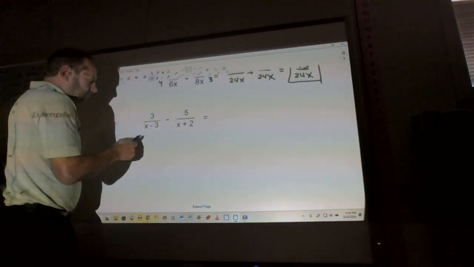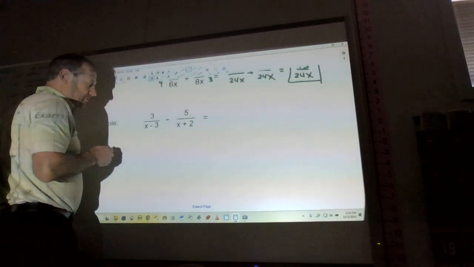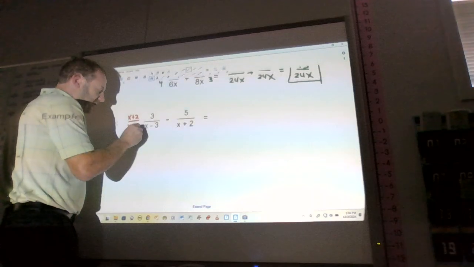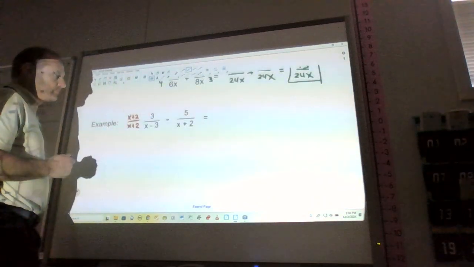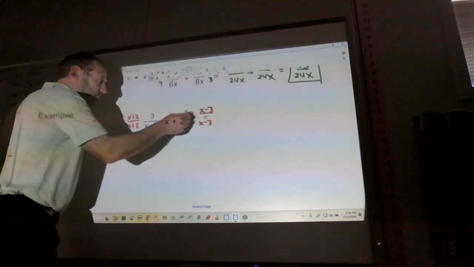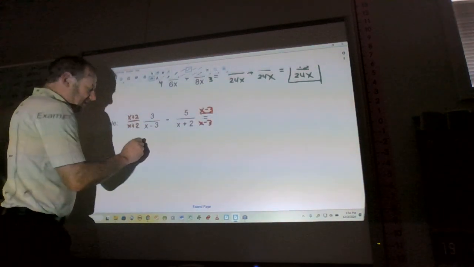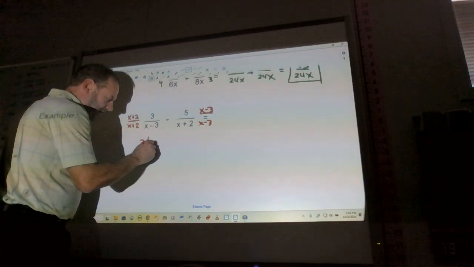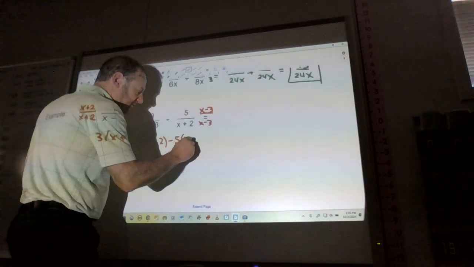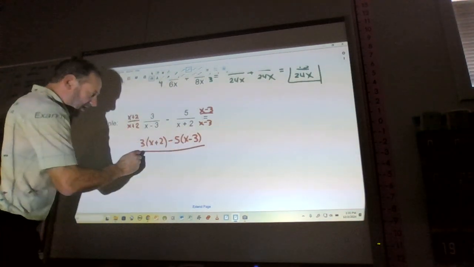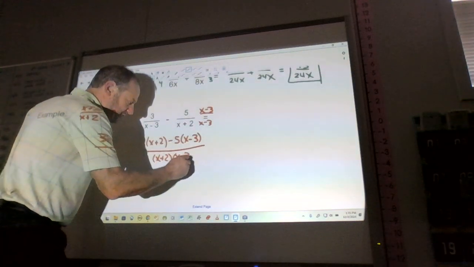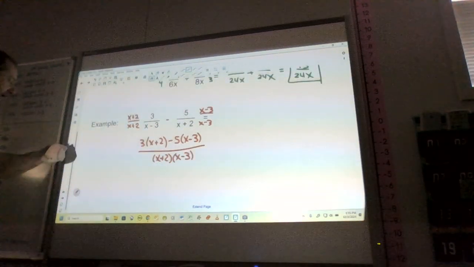Here I've got an x plus 3, here I've got an x plus 2. So I'm going to multiply this by x plus 2 over x plus 2, because that has a value of 1 and it doesn't change this at all. I'm going to multiply this by x minus 3 over x minus 3, because that's a value of 1. It doesn't change this at all. So I get 3 times x plus 2 minus 5 times x minus 3, all of that over x plus 2 times x minus 3. Now, I would not multiply that out. I just leave it like that.